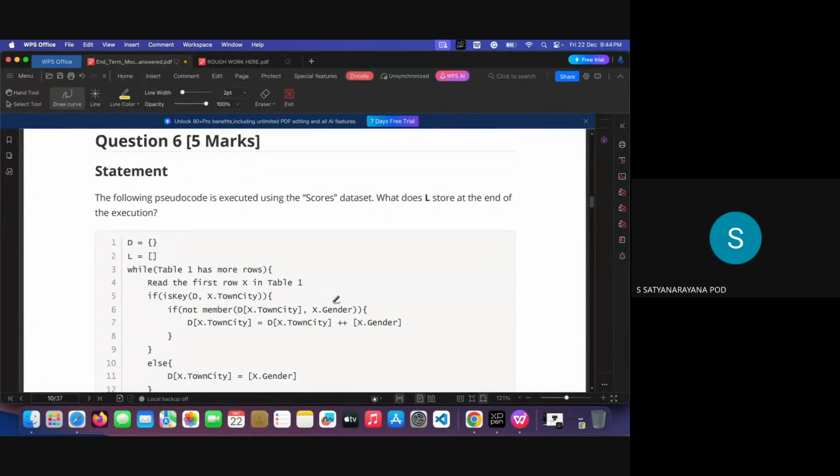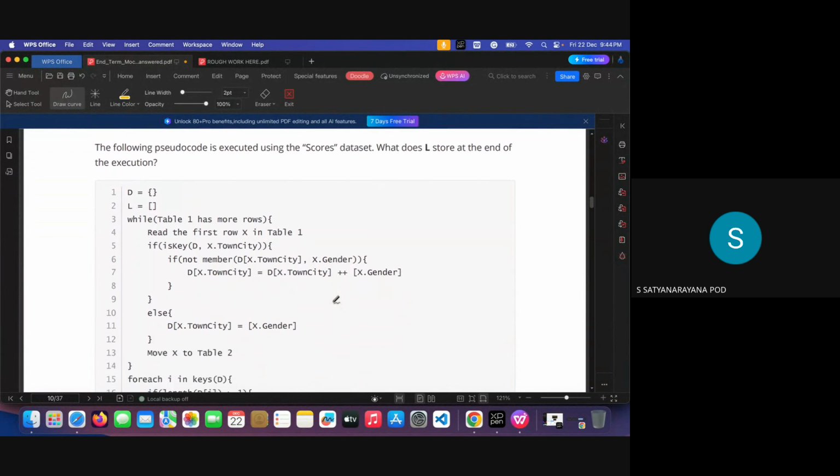The following pseudocode is executed. What does L store at the end of the execution? L is going to be an empty list.